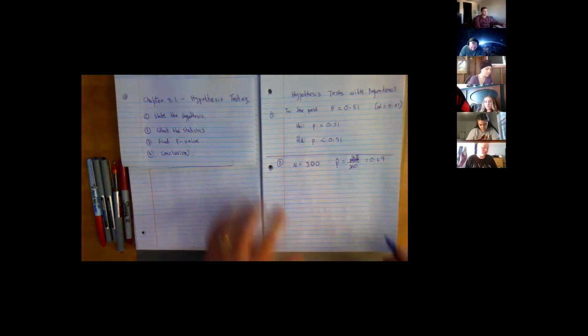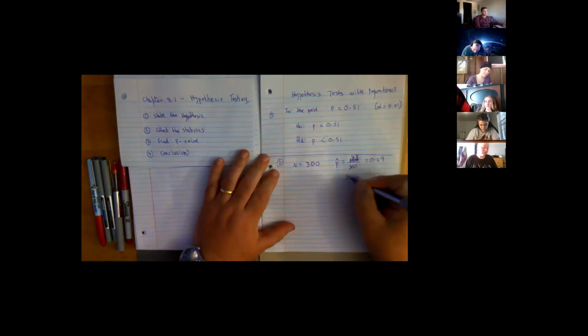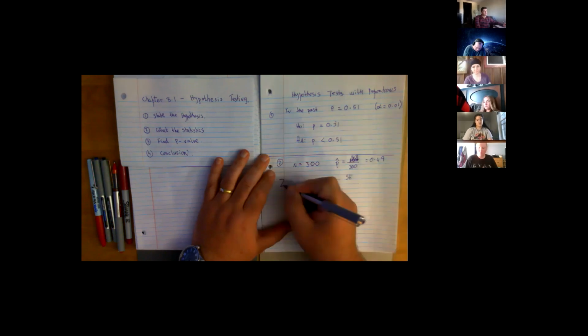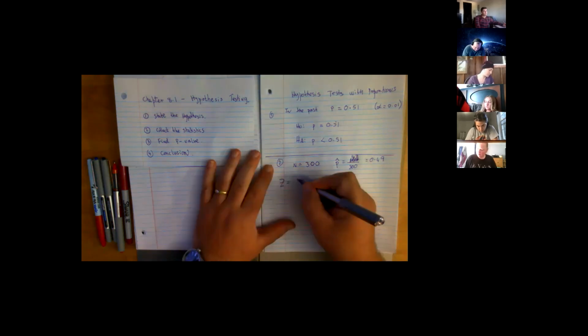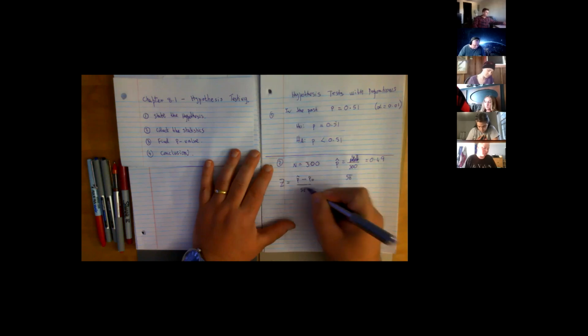Now, we have some other guys to get. We've got a guy called the standard error to get, and of course the guy called the Z-score to get. And they're going to have very similar formula here. This guy is going to be P hat, take away P naught, over the standard error.